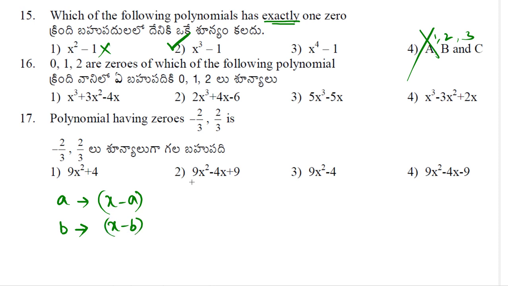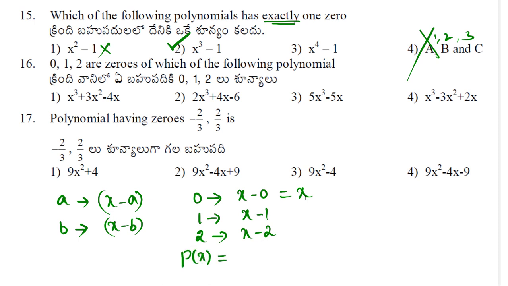So in the same way here also 0 is a 0, that means x minus 0 is a factor, that means x is a factor of the polynomial. Now 1 is a 0, that means x minus 1 is a factor of the polynomial. Now 2 is a 0, so x minus 2 is a factor of the polynomial. So the polynomial we can write p of x equal to multiply these three, x times x minus 1 times x minus 2.